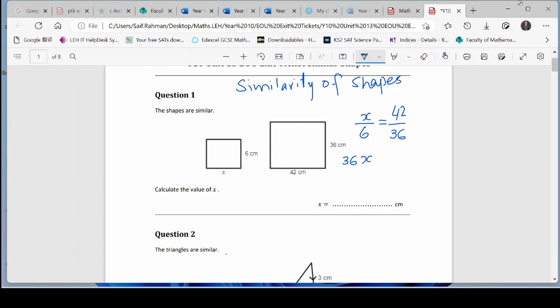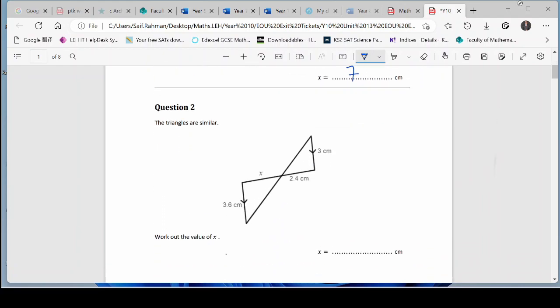So 36x is equal to 42 times 6, and this 36 when it goes to the other side, it will divide. So x is equal to 42 times 6 divided by 36. So now we can solve this one to find that. So the answer is 7. X is 7. So we found this missing length.